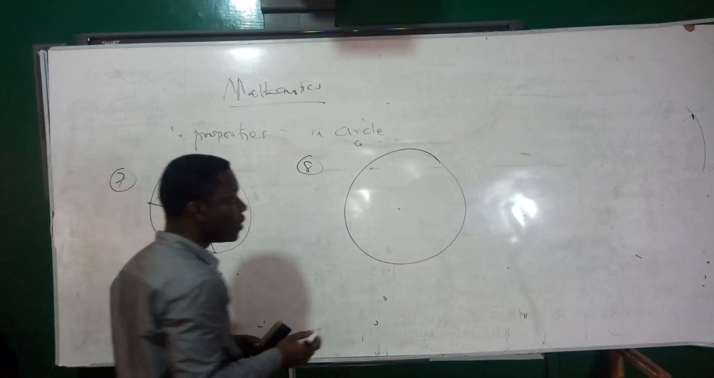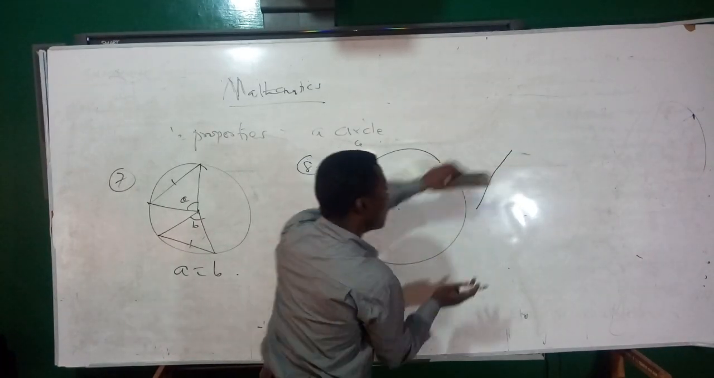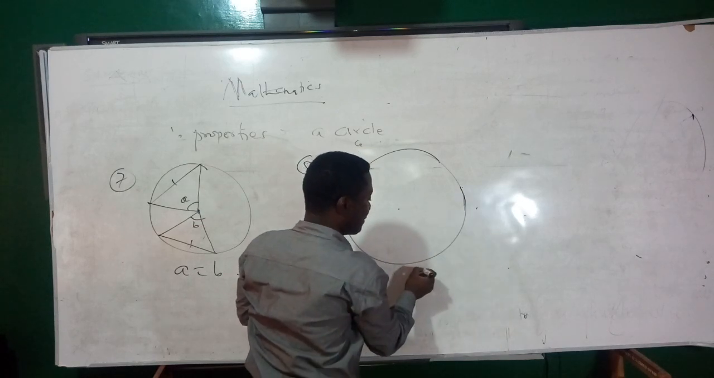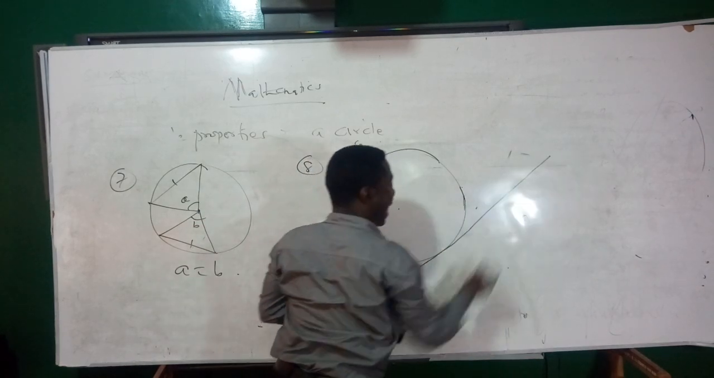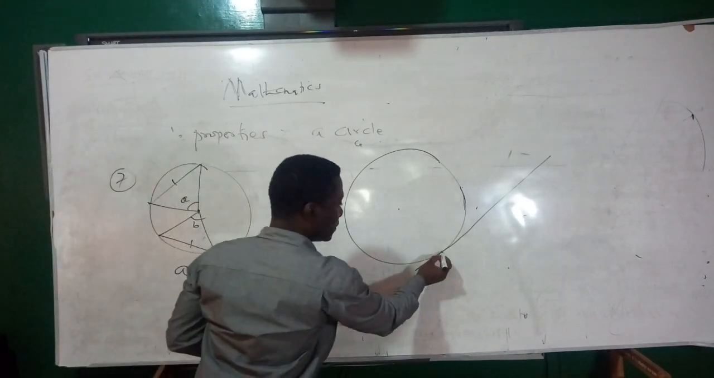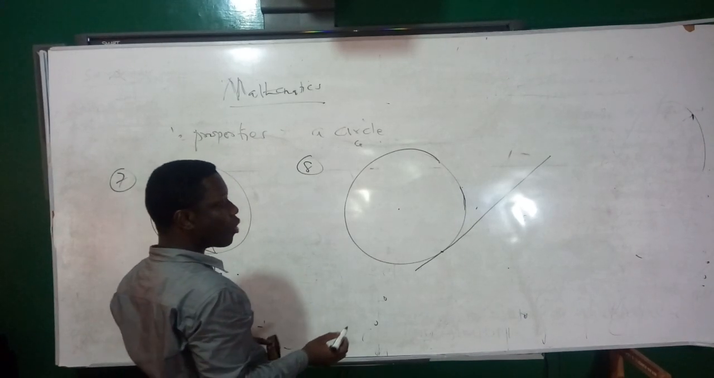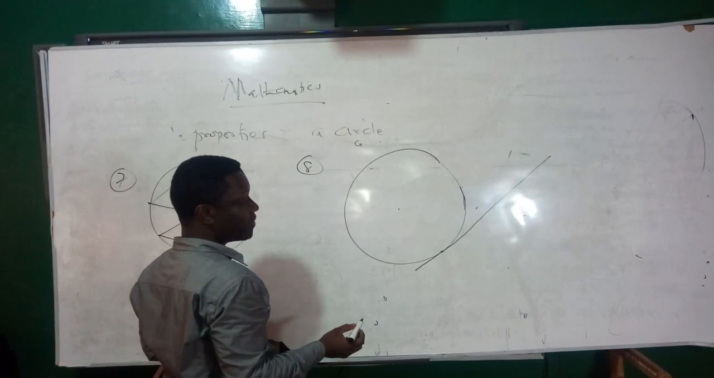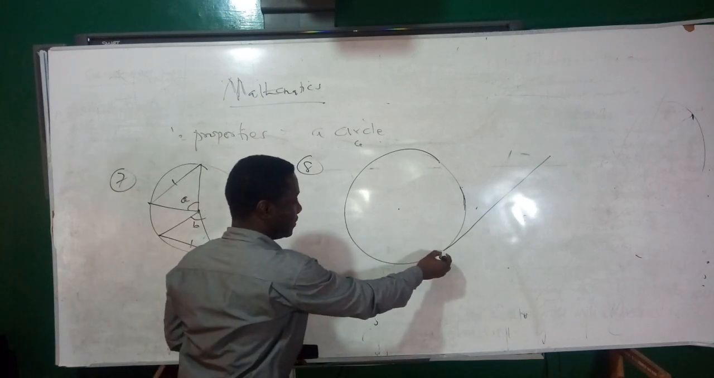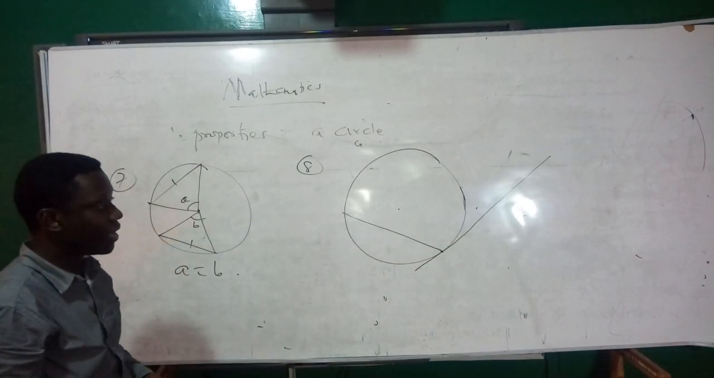So if I happen to have, let's say, a tangent here, a straight line, please forgive me, a straight line that is touching this circle, let's say at this particular point. Now, if I happen to have a chord such that one of the ends of that chord is at that point. So for example, I happen to have this chord here.